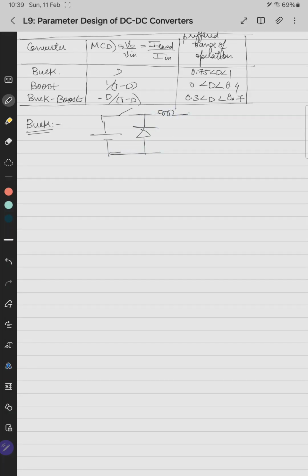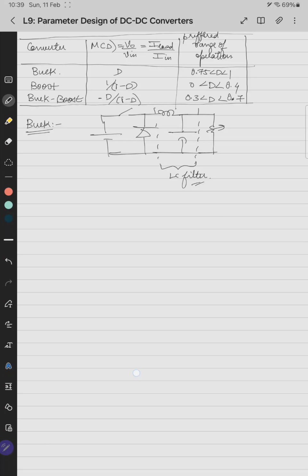To remember the circuit diagram of a buck converter, you should remember that on the output side there is an LC filter. This is an LC filter. There is a voltage filter sitting at the output side.